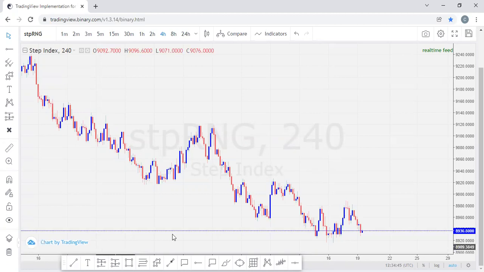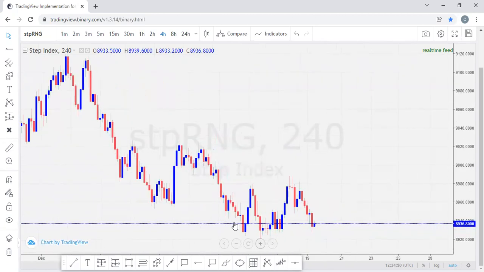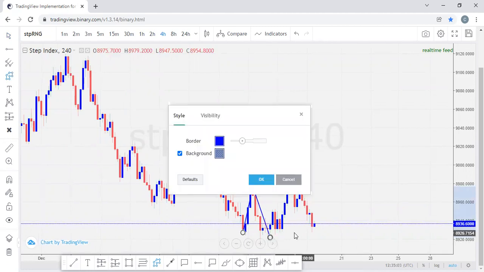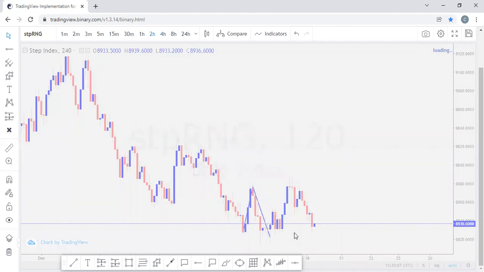So for Step Index, using the D1 time frame, we can see that this market has been bearish for a while, but using the current structure, we saw our lower high, our lower low. This is our 2 hour to see this clearly. This market has been pretty bearish and I'm expecting a very good reversal buy on this market, right?